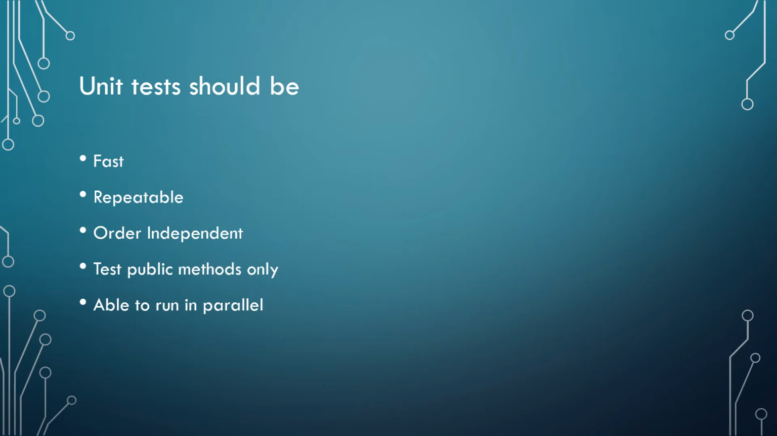Unit tests should be fast, repeatable, order independent. Test public methods only. Able to run in parallel. Avoid making private methods public for the sake of testing.